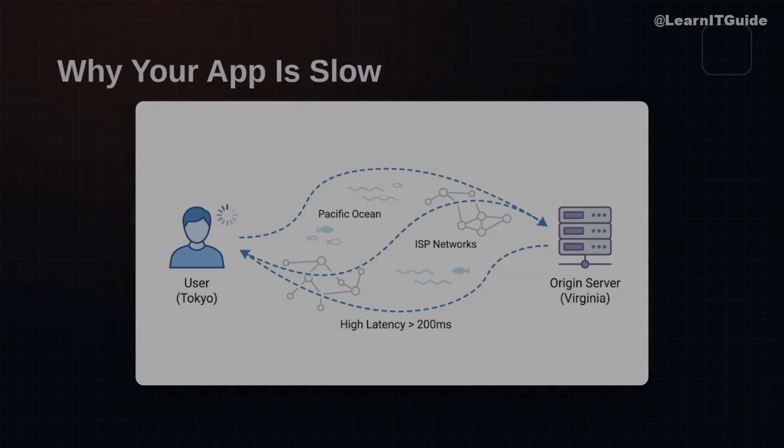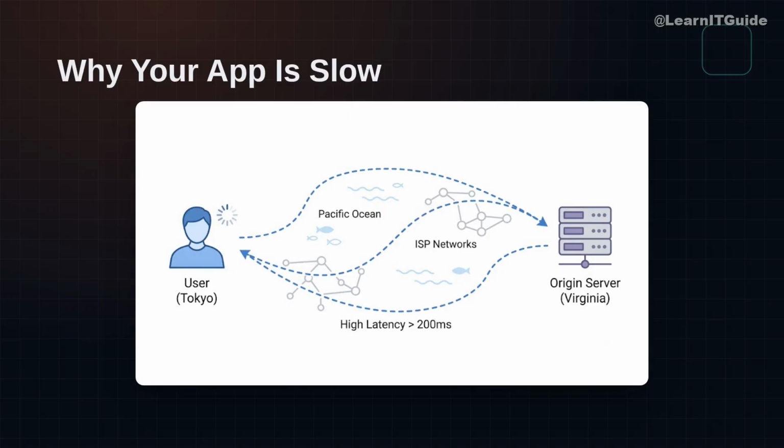So why is your application slow? When a user in Tokyo requests data from a server in Virginia, the data must travel across the Pacific Ocean and multiple ISP networks. This round-trip time, known as latency, can easily exceed 200 milliseconds. Without a content delivery network, every single user experiences this delay, leading to frustrated users and abandoned sessions. This is exactly why you need a distributed edge network.